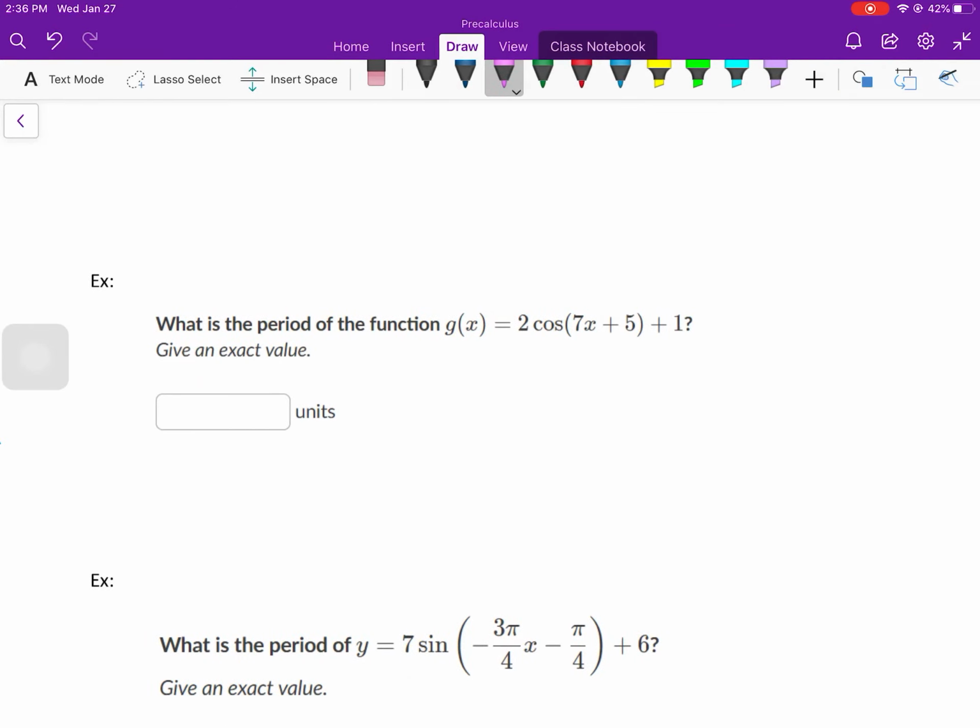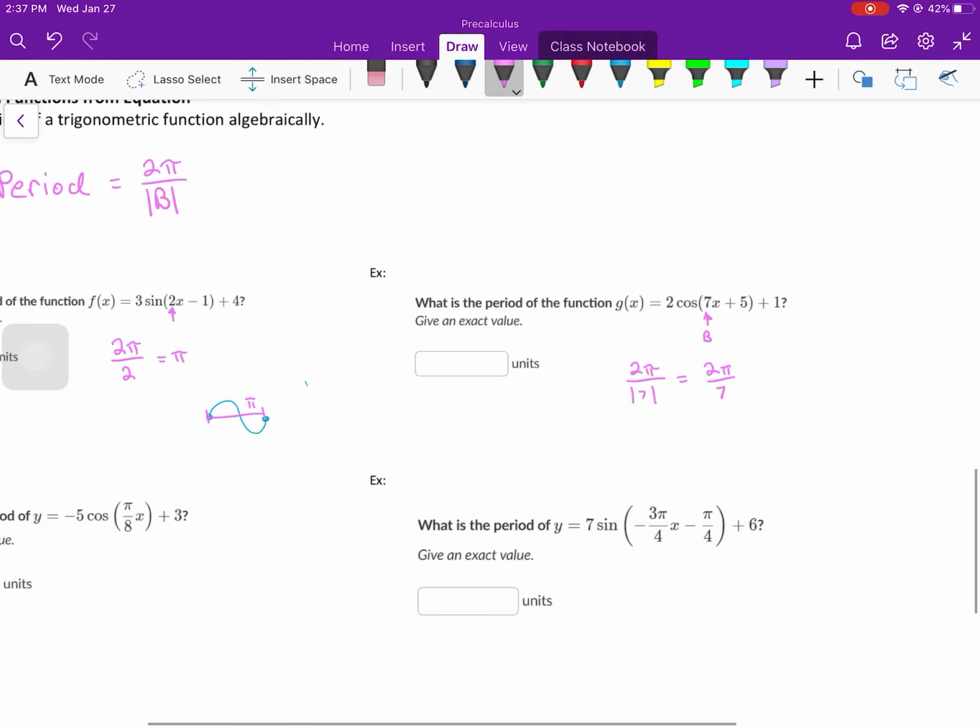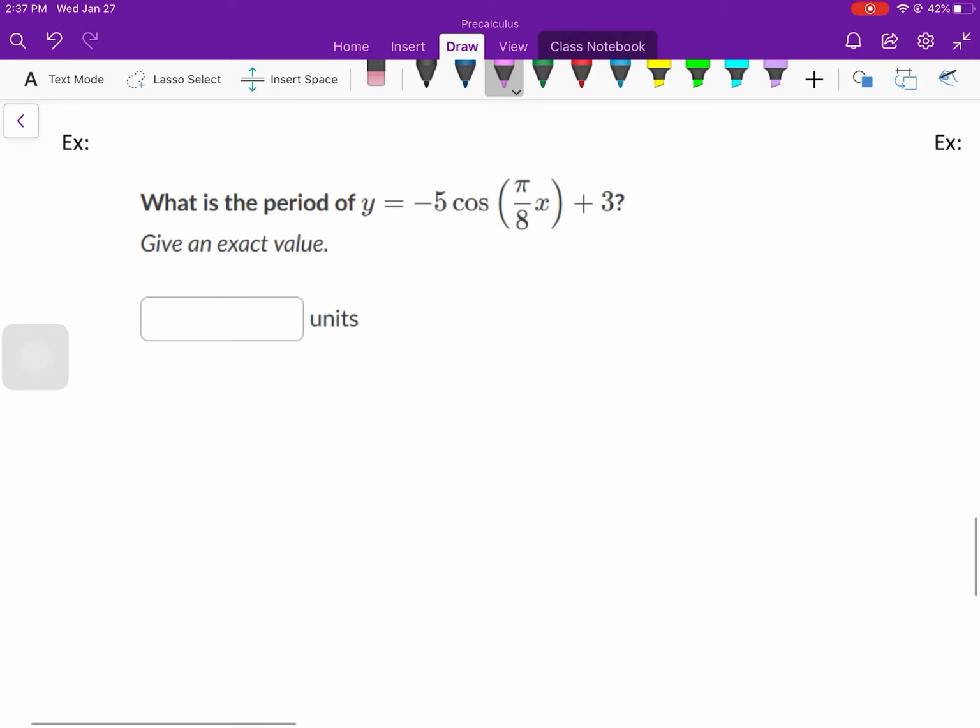Looking at this one, there's our b. So 2 pi divided by the absolute value of 7. It's just 2 pi over 7. Not really anything we could do about that. So it's going to be a really short period. This one, this time we have pi over 8. So we're going to have 2 pi divided by pi over 8. Now realize we have a fraction over a fraction. The 2 pi is technically the top fraction. So we've got to flip and multiply.